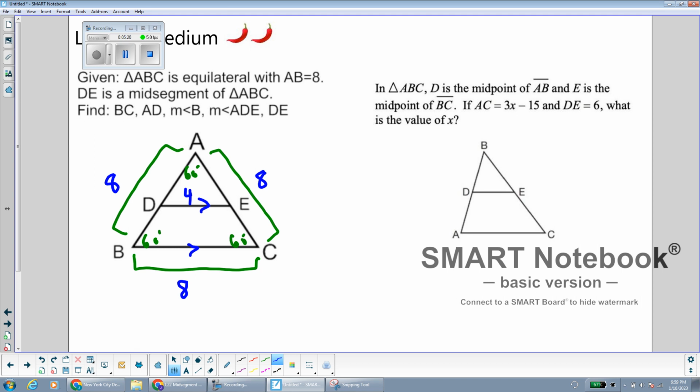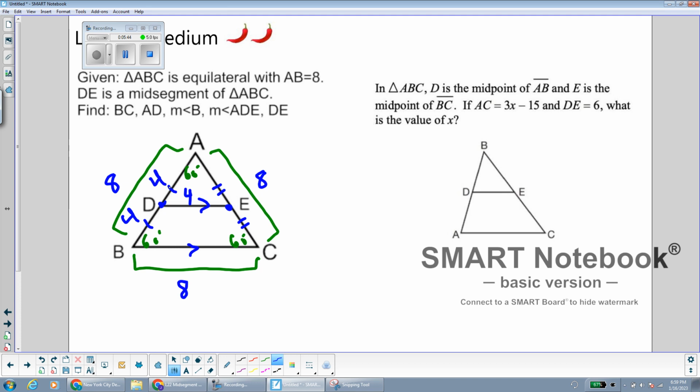Now, the question asked us to find BC, which we already did. It was 8. Find AD. So if DE is the midsegment, then that means D and E are midpoints of the sides that they're on, and midpoints split sides of the triangle equally. So if this whole side is 8, then that means that each half split by the midpoint is 4.